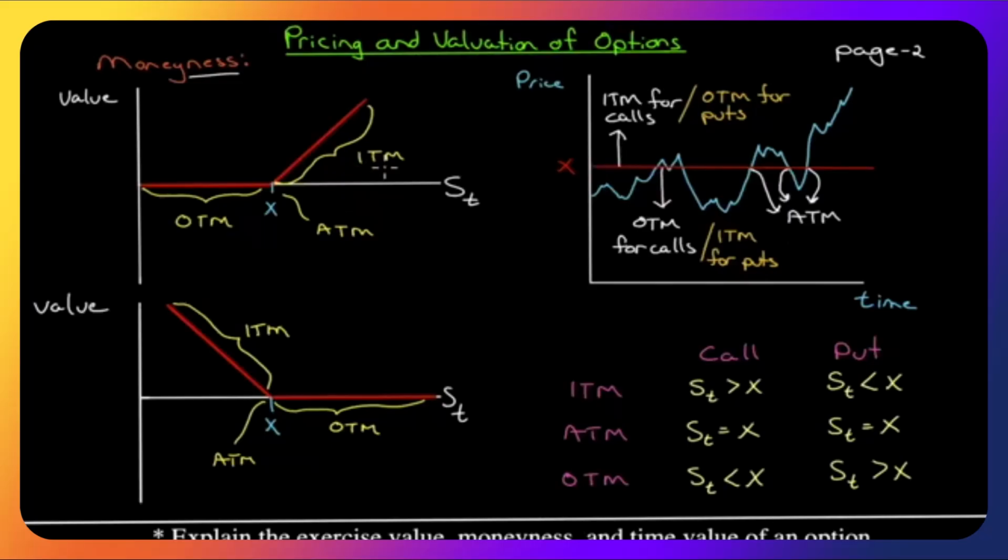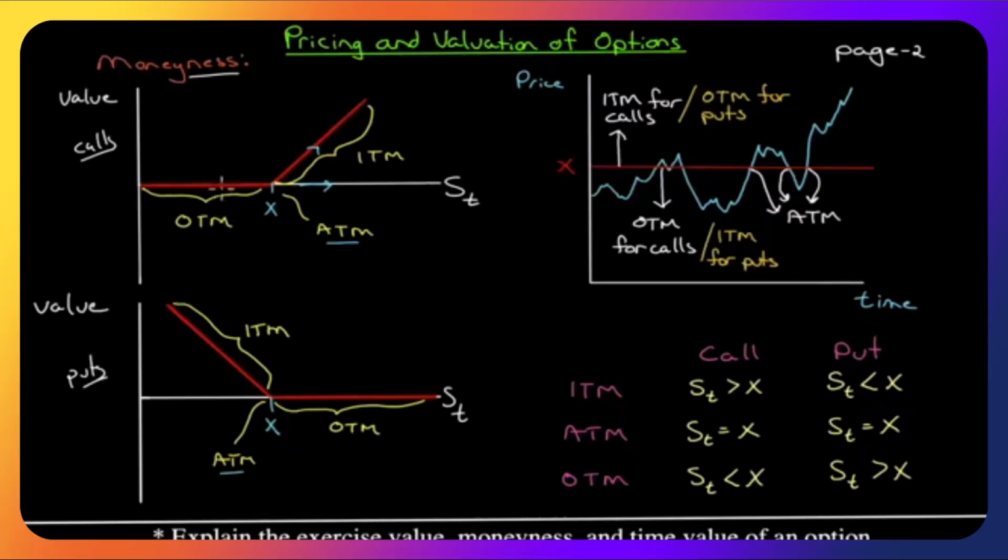So let's look at calls and let's look at puts. Here are our calls and here are our puts. So with a call, we know that wherever our strike price is, if the stock moves above the strike price, we start making money, we describe that as being in the money. When the stock price is above the strike price, it's in the money. When the stock price equals the strike price, it's at the money for both the call and the put.